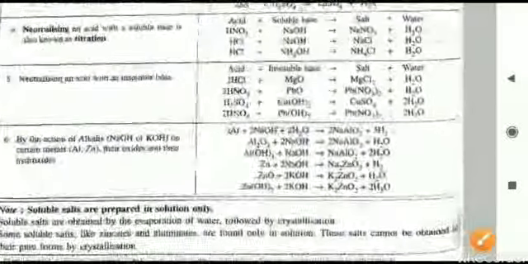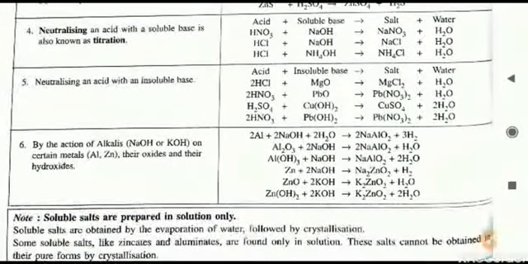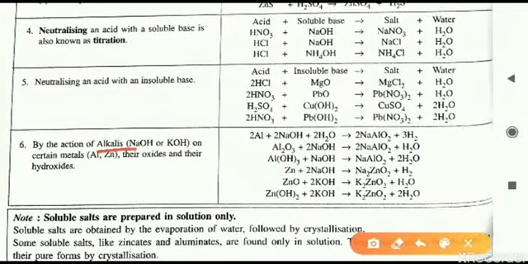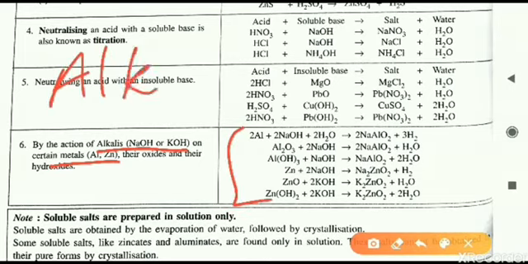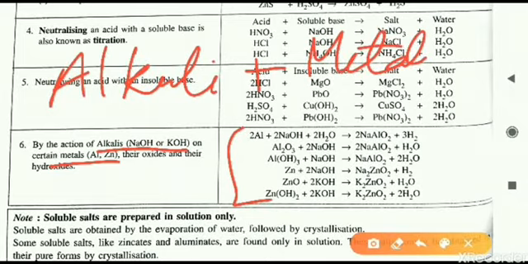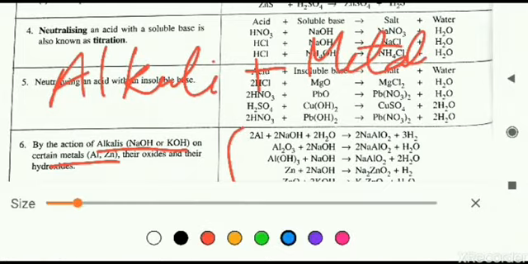The last method by which soluble salts can be prepared is by the action of alkalis. We are using alkalis and reacting them with any of the active metals, or their oxide or hydroxide. This reaction is of the alkalis only. Alkalis are reacting with metals. It can be metal, or in place of metal we can take what?